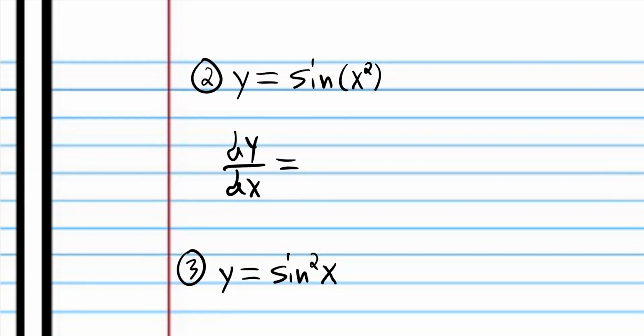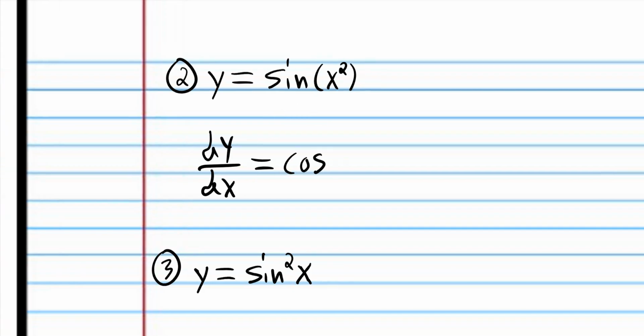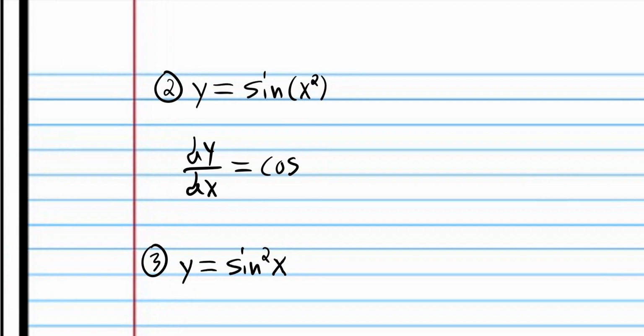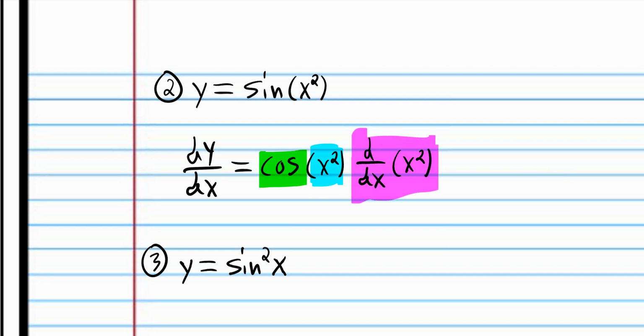So step number 1, find the derivative of the outside function. The derivative of sine x is cosine x. We learned that in the previous class, right? Step number 2, keep the inside function unchanged. Step number 3, multiply all that by the derivative of the inside function. That's it. That's the chain rule.